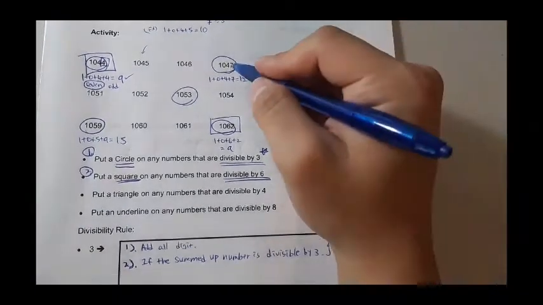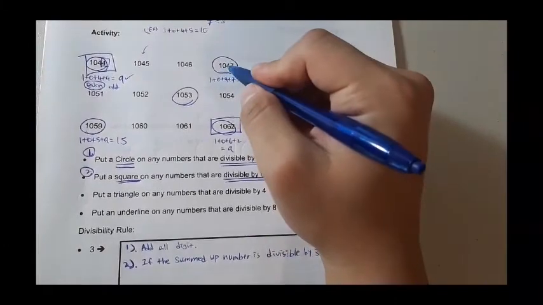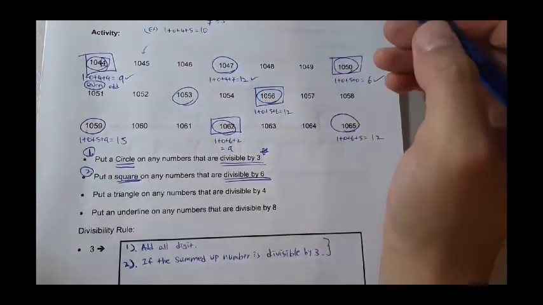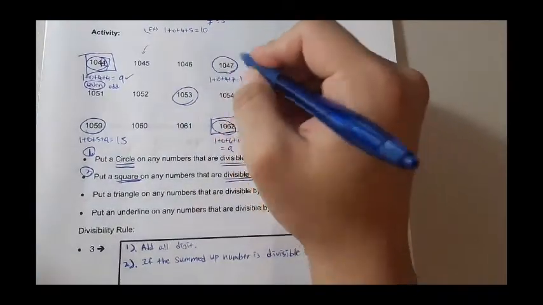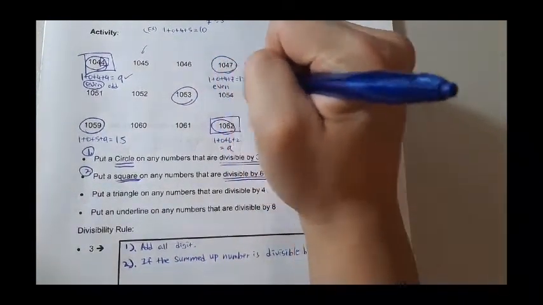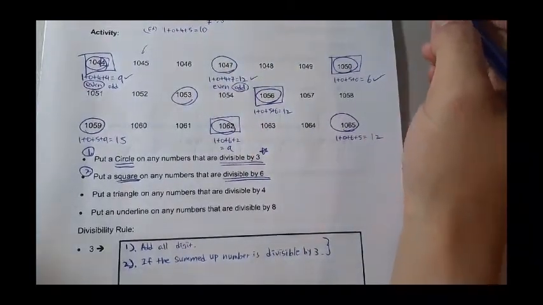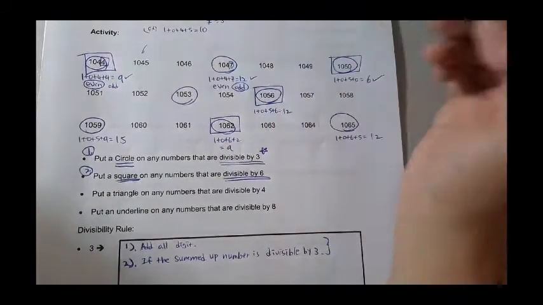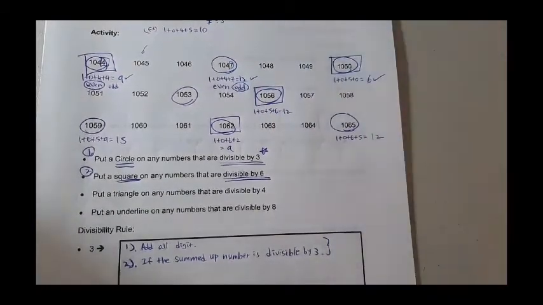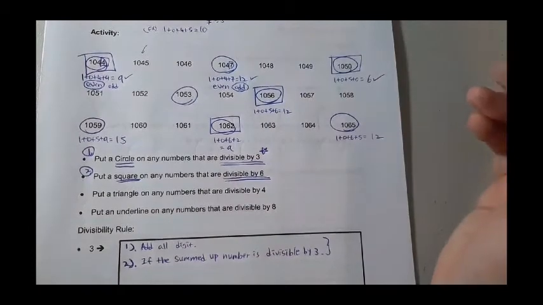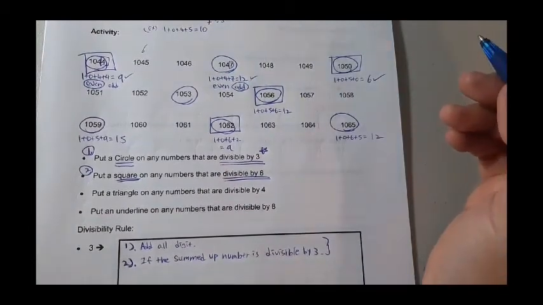If you look at the other one, 1 plus 0 plus 4 plus 7, that gives you 12. So it is divisible by 3. Yes, that's why we circle it. However, is it an even number or odd number? It is an odd number in this case because, as you may notice, the digit 7 is not 0, 2, 4, 6, 8. It's neither of those. So that's why this is not included in the divisibility rule for 6.